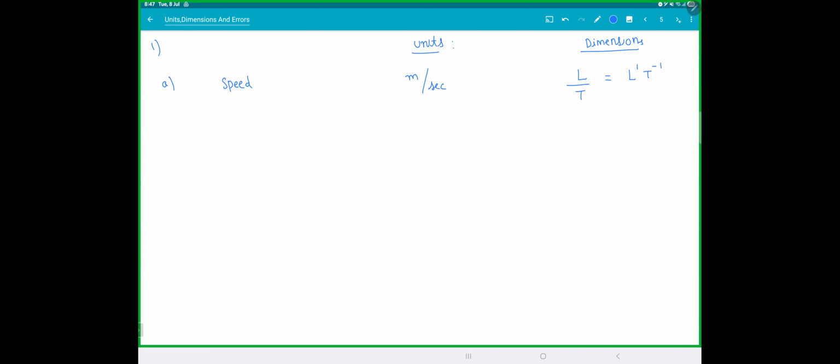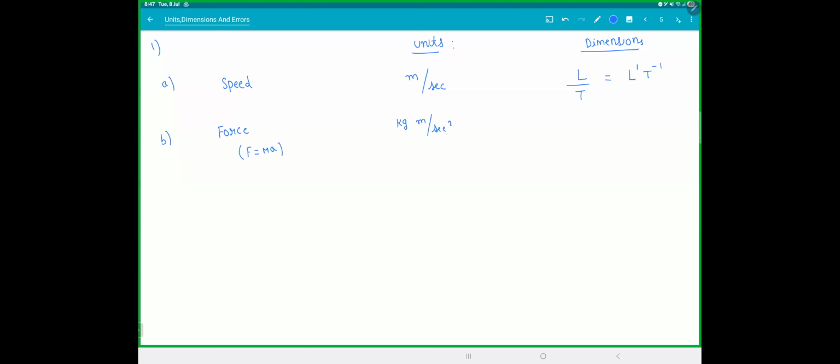Clear with this? So that is how we have to represent. Let me show you one. For example, if I give you force, what is the formula you can remember? Force is equal to mass into acceleration. So mass is kg, acceleration is meter per second square.